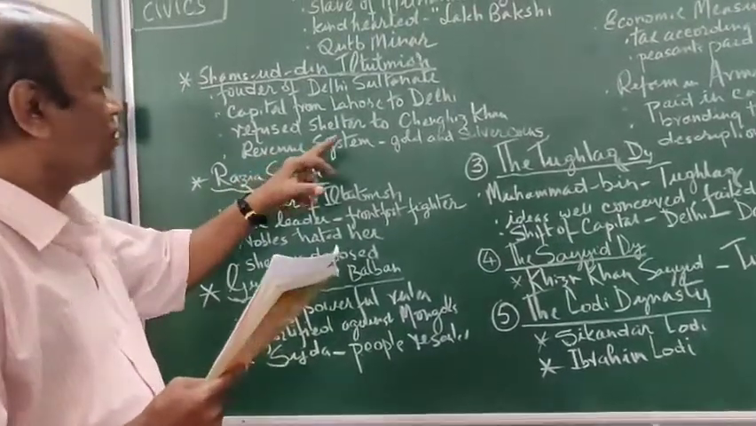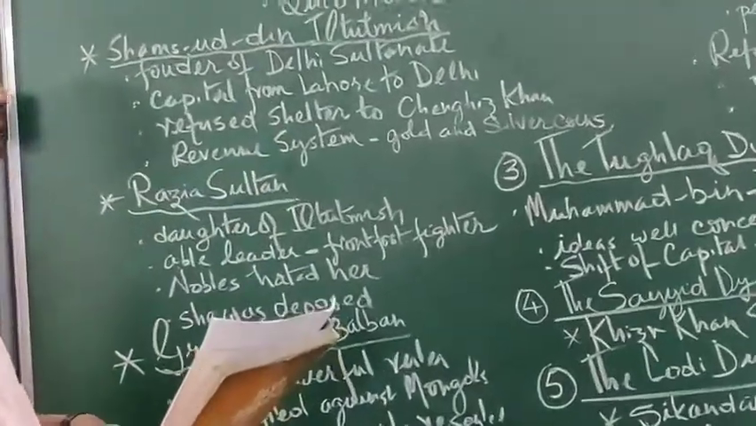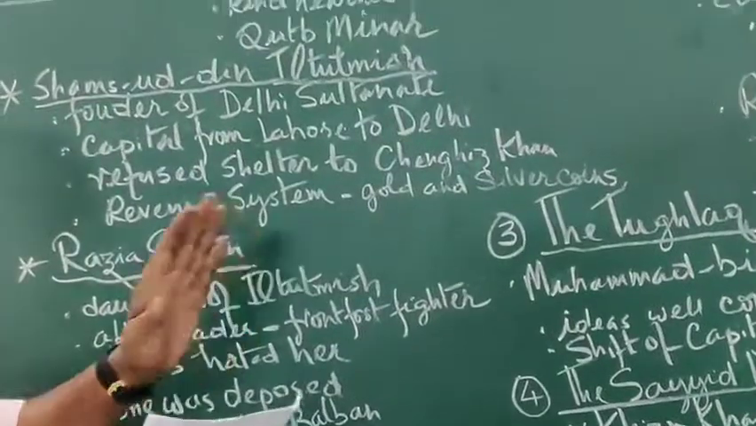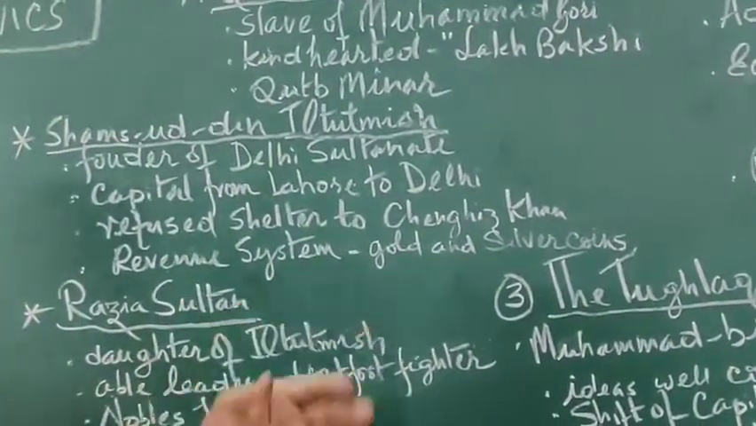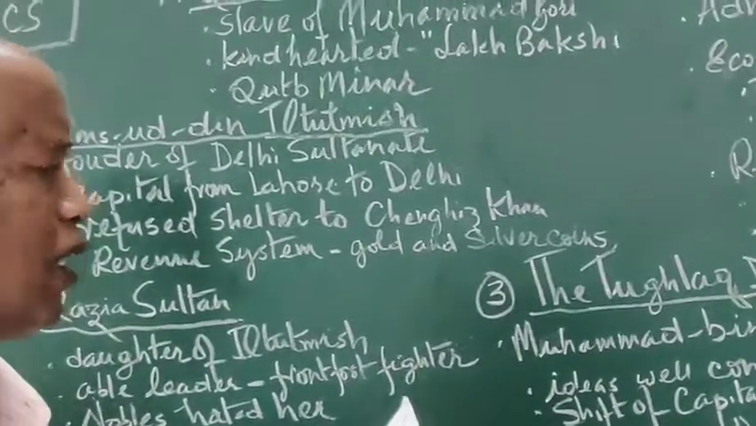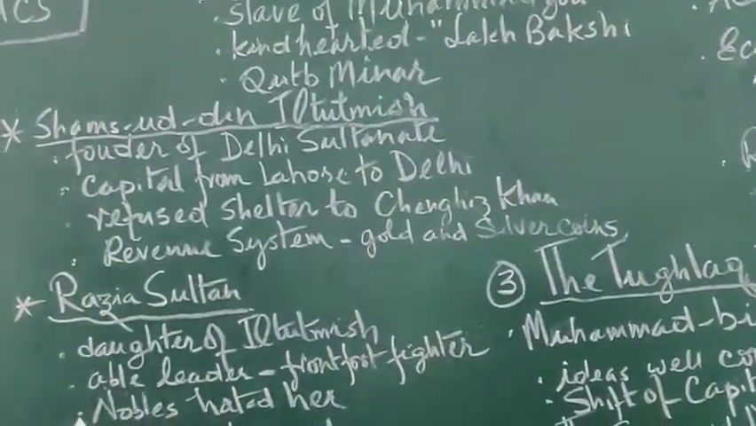He had a land revenue system. He also minted gold and silver coins too, so that his empire could run smoothly, nicely.